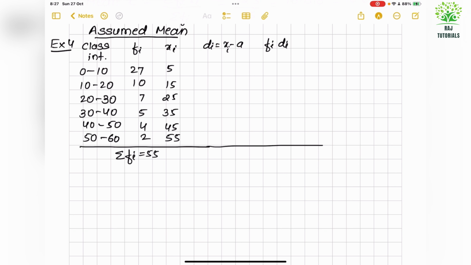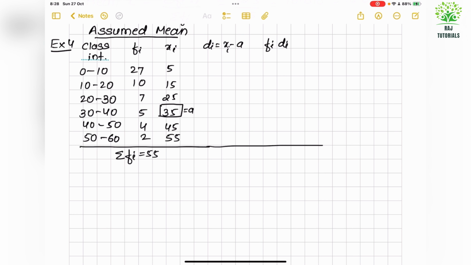Now here if you see the next step, one more point is added, that is a. Let me take this as the assumed mean. Assumed mean means, if I have to count, 3 and 3, 6 numbers are there, so I can take the central value. Either I can take the third value or the fourth value, and it doesn't matter whether I take the fourth or third, the answer will be the same. Here I have taken 35 as the central value.